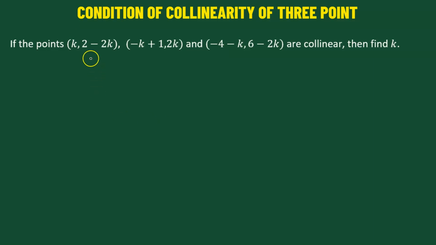So here in this problem, we are given 3 points. These 3 points are collinear. If they are collinear, then we need to find out the value of k. So how do we do that?